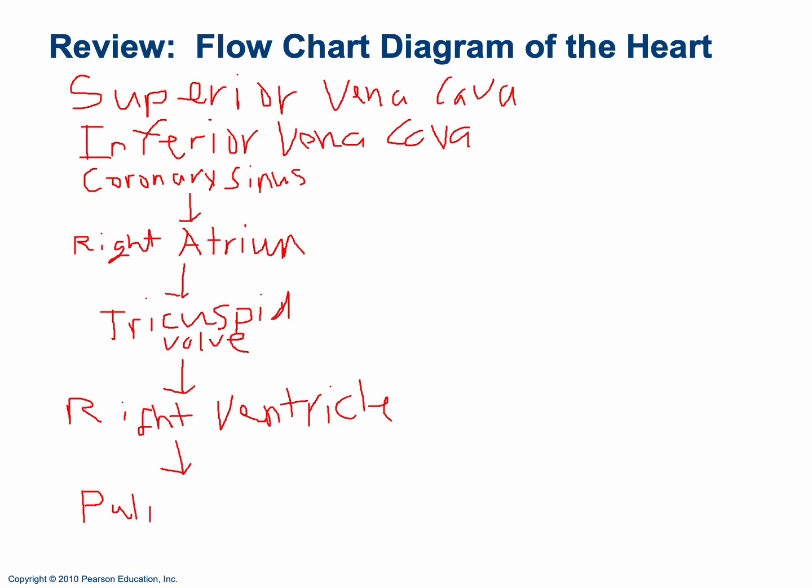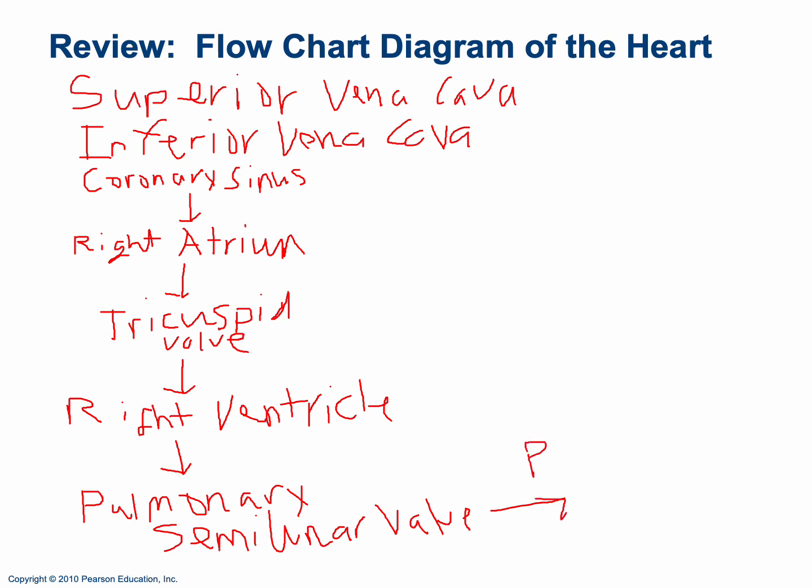pulmonary semilunar valve. From here, the blood will make its way now to the pulmonary trunk. From there, the blood will make its way to the pulmonary arteries.